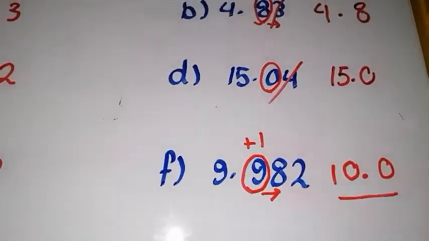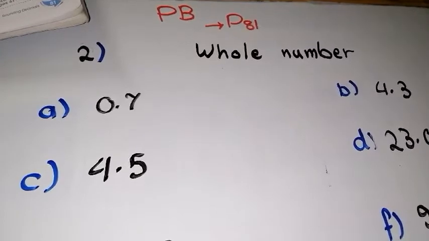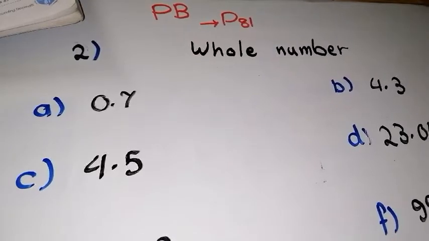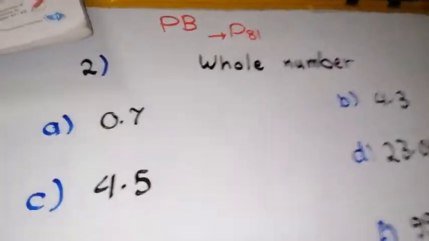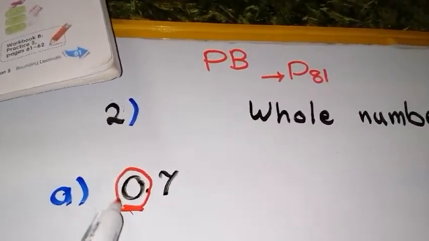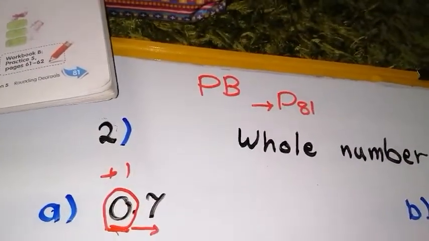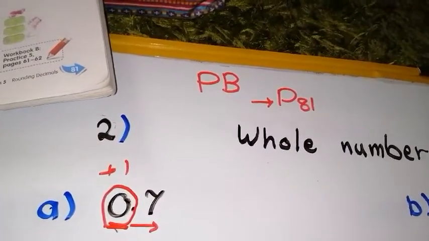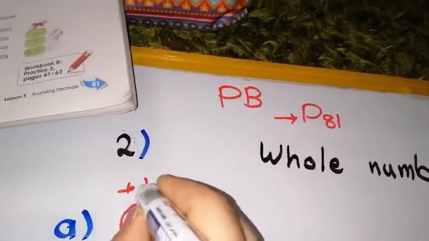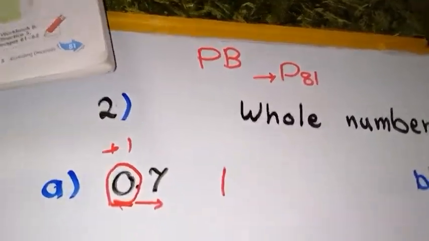Okay, let's see next. Still on page 81, but on exercise 2. Now I'm asked to round the decimals to the nearest whole numbers. Round these decimals to the nearest whole number. First here, 0. Circle the number. Look next door. 5 or more, yes. Add 1 more. Numbers on the right, 0 the same. Numbers on the left just stay the same. So I will write now. I have nothing on the left, so I will write only the digit which I have, which is here 1. Nothing else.